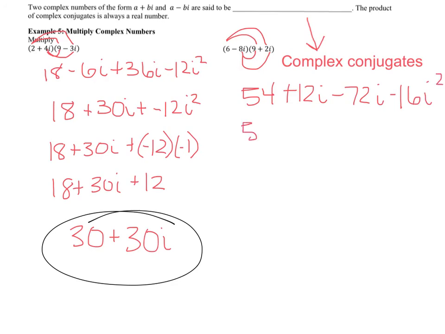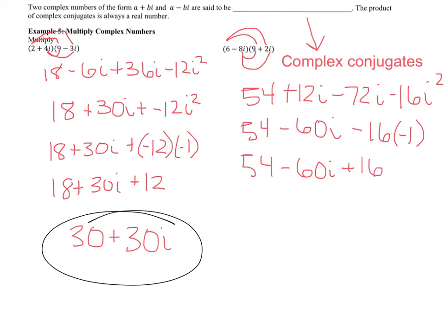So we can go ahead and combine like terms. So we end up with 54 minus 60i minus 16i squared, and we know that i squared is equal to negative 1. So we have 54 minus 60i plus 16. And if I combine like terms again, I end up with 70 minus 60i as my final answer.